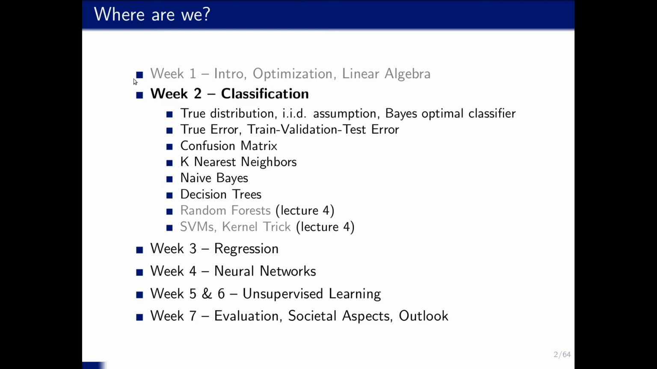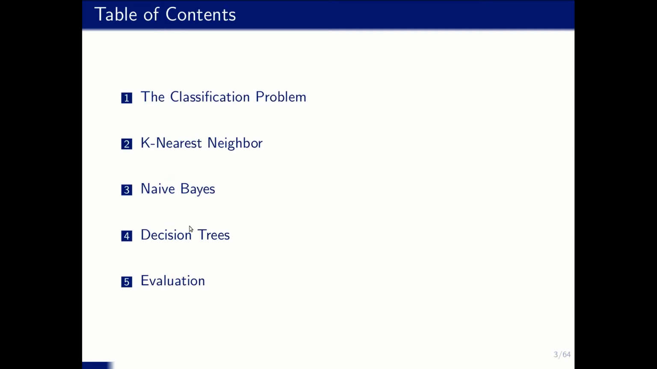So let's now look where we are in our course. Last week we had a general intro and discussed optimization and linear algebra. Now this whole week will be dedicated to classification. This will be the content of today's lecture, and random forests and support vector machines will be discussed in the next lecture. In particular today we'll discuss the general background of the classification problem. We'll discuss our basic assumption of how our data was generated by some true underlying distribution, and we'll discuss the true error and Bayes optimal classifiers and these things.